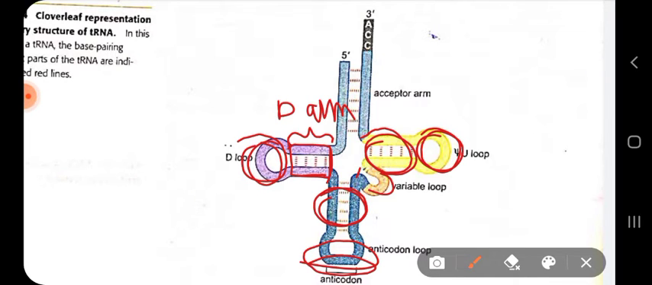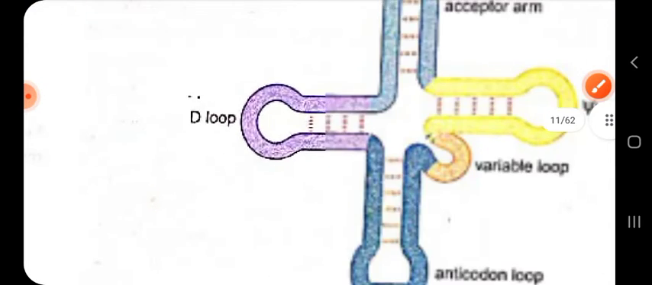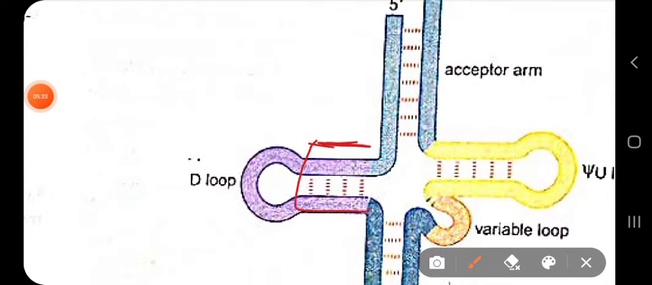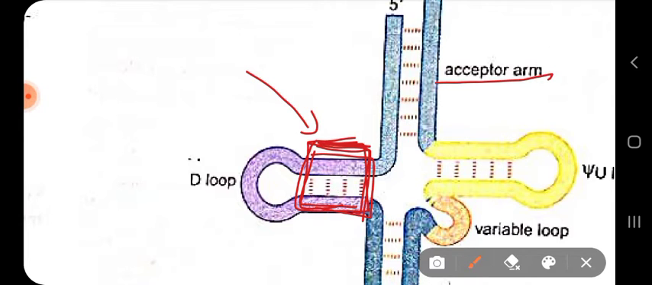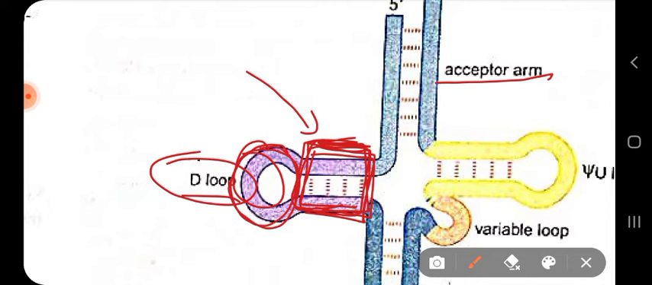So the second arm is called the D arm. This has a synthetase site which recognizes the amino acid activating enzyme. That means this D arm has a synthetase site, which helps the enzyme recognize the tRNA and catalyze the addition of the amino acid to the tRNA's acceptor arm. So the D arm is very important, whereas the D loop is important in stabilization of the tRNA and also acts as a recognition site for the aminoacyl tRNA synthetase, right?